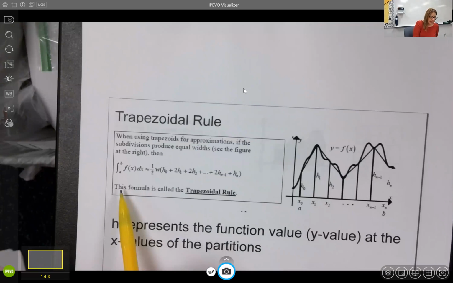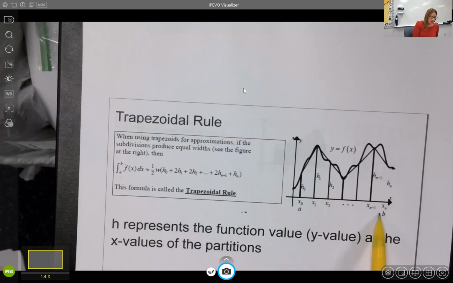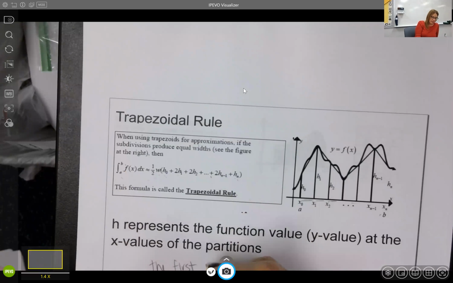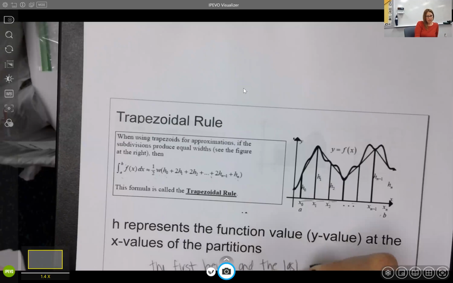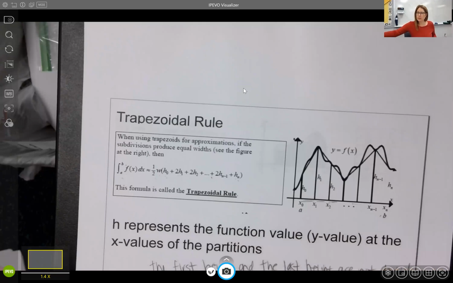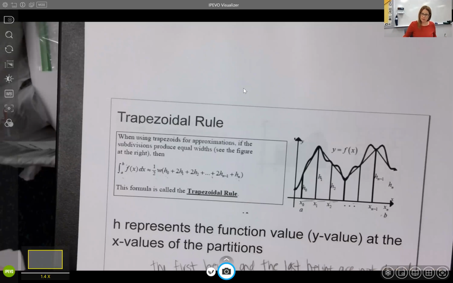So this is the formula. The integral from a to b of f of x is 1/2 times the width. That was our bottom width. And then we do the first height, and we double all the heights in between until the last height, because the first height and the last height are not doubled. Okay, and I noticed that from when I did my trapezoid here.